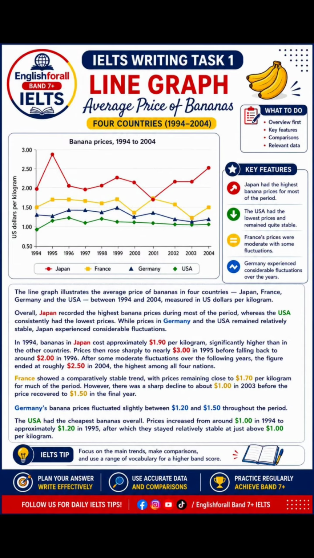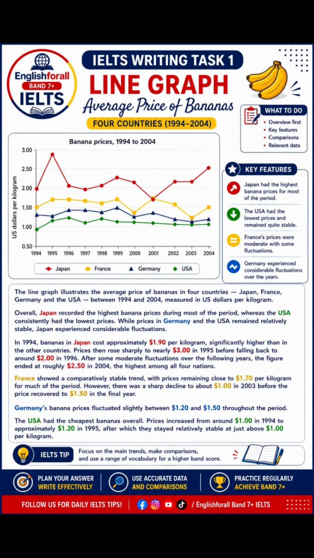What you have to do, there are certain points that you have to look at. For example, the overview first: what is the information they have given, the countries, the topic, the dates, all of that. Then the key features, then the comparison, how they are comparing different things, how this line graph shows the comparison of different countries and the prices of the bananas. And then the relevant data, the related data in between them.